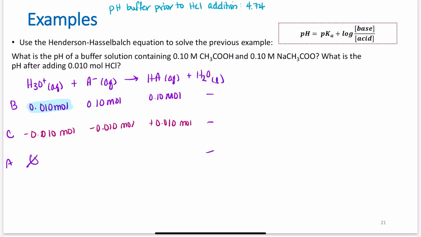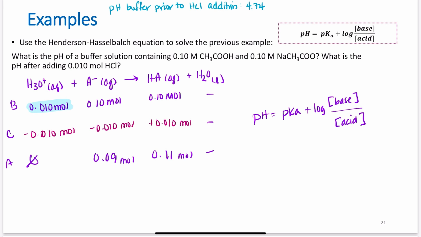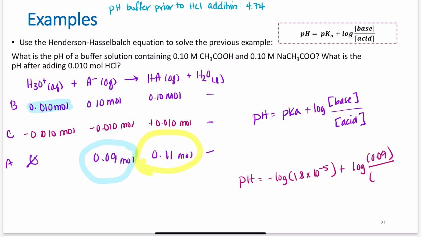And after, 0, 0.09, and 0.11 is left over. I can now plug this in. pH equals pKa plus the log of the concentration of base over acid. pH equals negative log of 1.8 times 10 to the minus 5th plus the log of the concentration of my base, 0.09, divided by the concentration of my acid, 0.11.